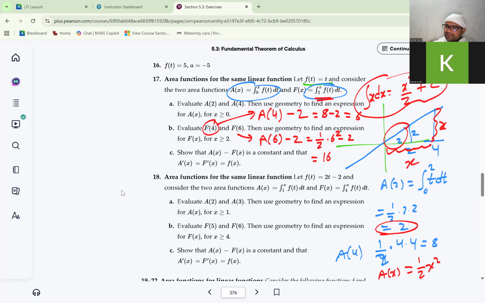So A of x minus F of x is a constant. Geometrically, just now I was saying the same thing, right? And the constant value is this area, 2. And because the difference of these two functions is constant, if you take the derivative, they will be equal. Think of that. A of x and F of x differ by a constant. When you take the derivative, the derivative of the constant is 0. So the derivatives are equal, which is the function f of x.